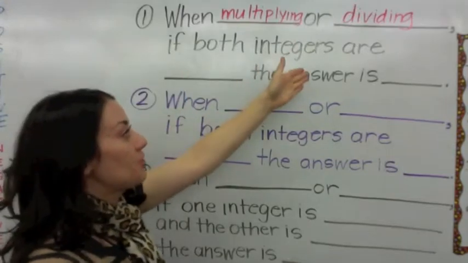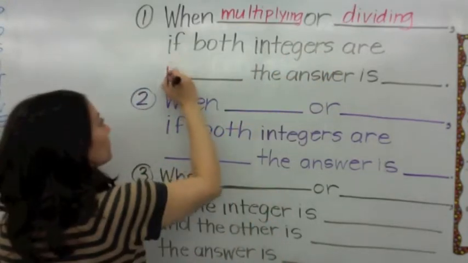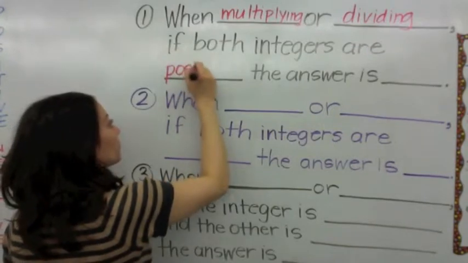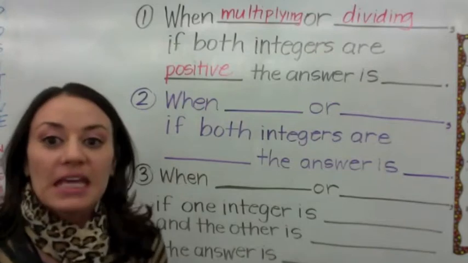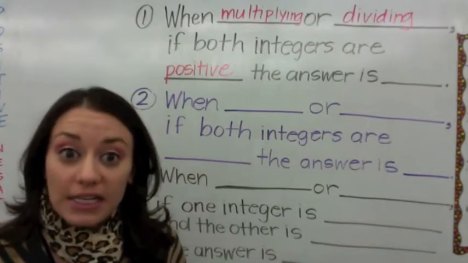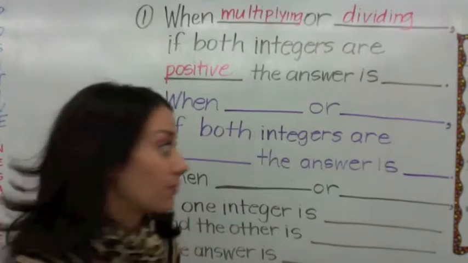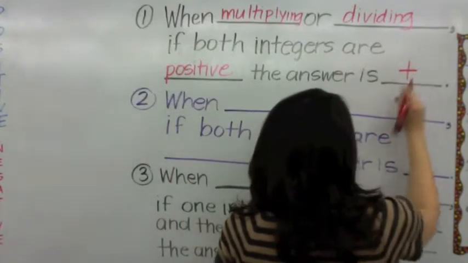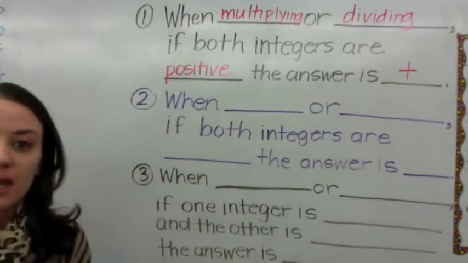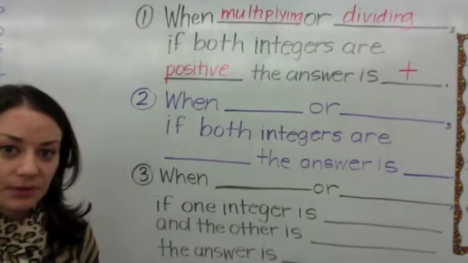If both integers are positive, if they both have a positive sign, the answer will be positive, just like same signs add and keep. That's the same. So the answer will be positive. So I'm going to make a positive symbol right there. All right. Everybody get that down?